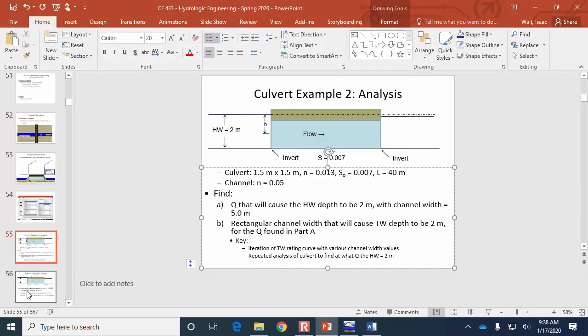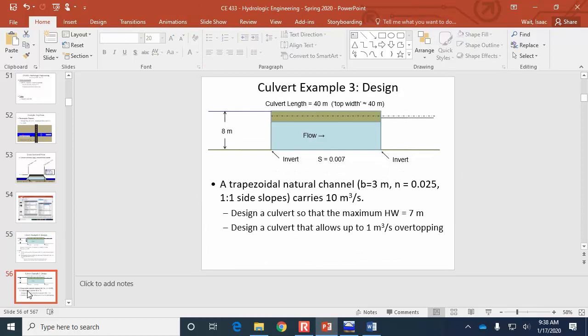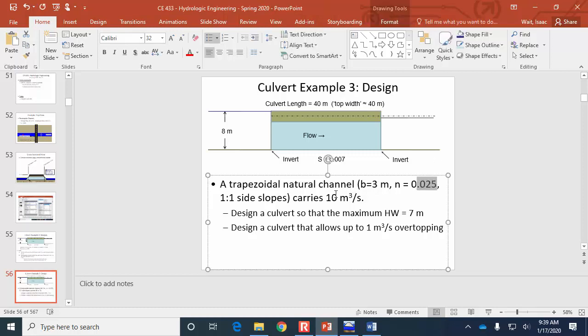All right, so I'm going to stop talking because I want you to try Culvert example 3 on your own. I've got the problem statement here on the screen. You're going to do design, which is that iteration we've just been talking about, where you change things over and over again until it's good enough. This is a little bit different because we want the maximum headwater to be 7 meters when we're carrying 10 cubic meters per second. The channel is trapezoidal. The bottom width is 3. We have the roughness. 1-to-1 side slopes on that trapezoid.